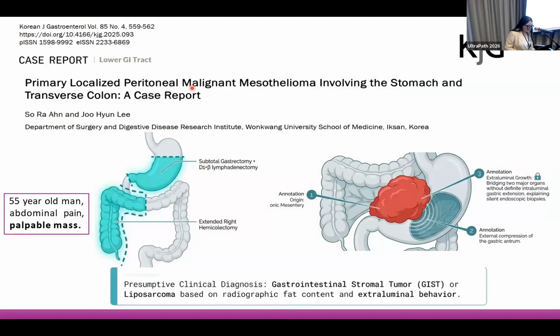It's a very rare entity. This is another article, but this is about a 50-year-old man with abdominal pain and a mass. The imaging study shows a lesion that apparently depends on the colonic mesentery, and that's why the initial clinical impression was a GIST or a liposarcoma. They decided to perform a subtotal gastrectomy and right hemicolectomy.